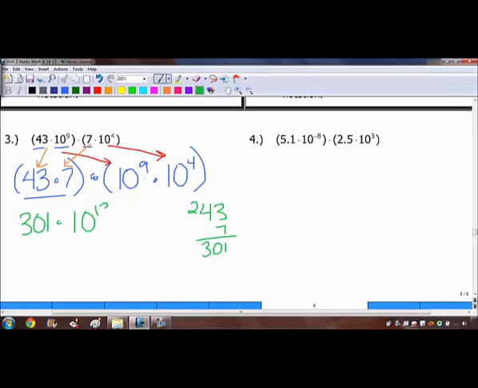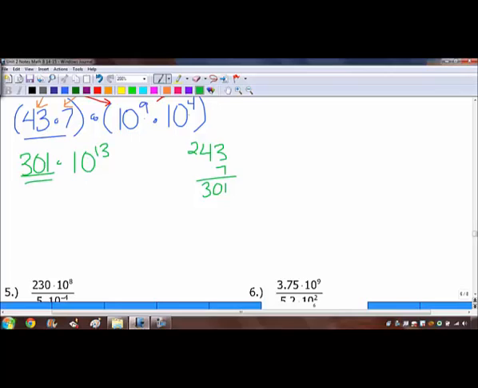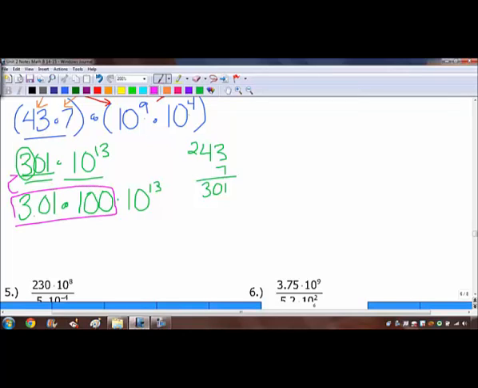Since this is multiplication, I'm going to add them. Now remember, this number has to be between 1 and 10. So I'm just going to readjust it. 301, remember this 3 is in the hundreds place. So it's really 3.01 multiplied by 100. And then I'm just going to copy this 10 to the 13th power. So this whole number right here is equal to 301, okay? We're going to take this just a little bit further. So I'm going to take 3.01, and I'm going to say it's times 10 to the 2nd power, right?